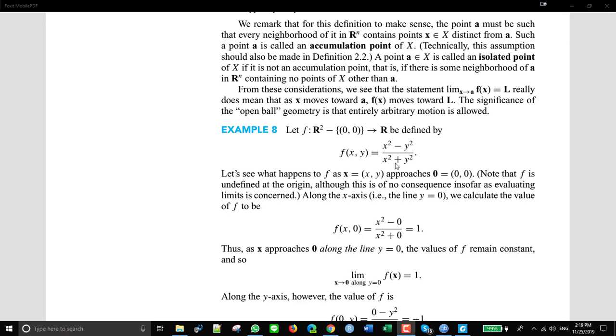So we can see one reason why we don't want to have the origin in the domain is because if we had the origin, then this bottom part would be 0. We don't want that.